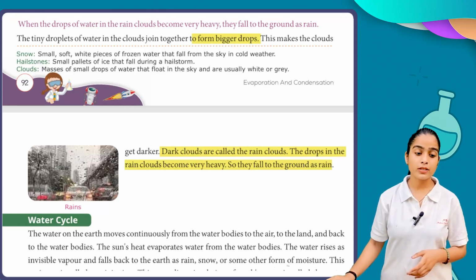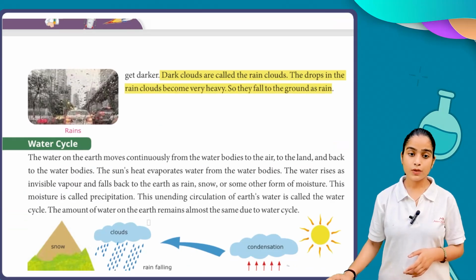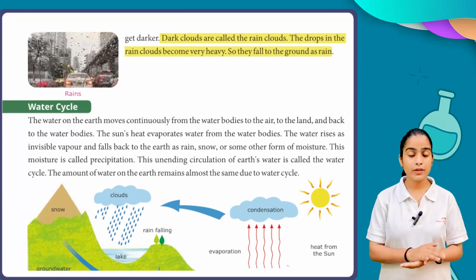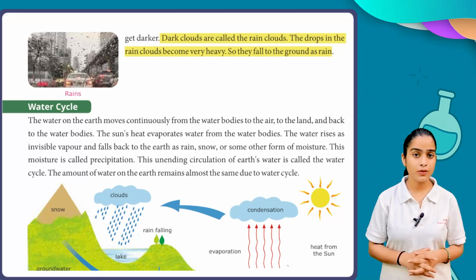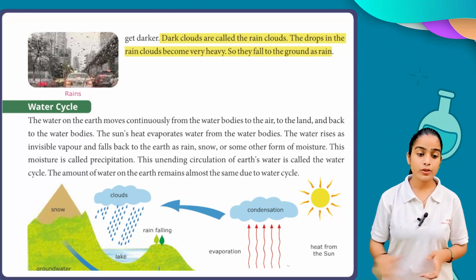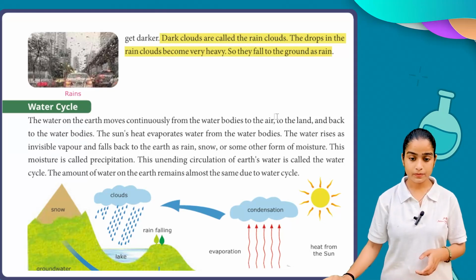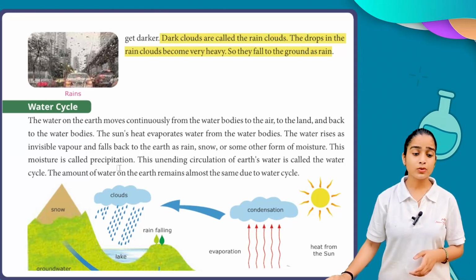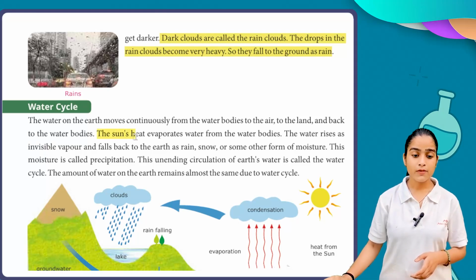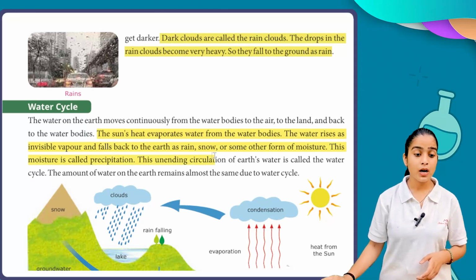Now we have the water cycle, how it works. First of all, as we already discussed, rain is the main source of the water cycle. The water on the earth moves continuously from the water bodies to the air, to the land, and back to the water bodies. The sun's heat evaporates water from the water bodies. The water rises as invisible vapor.